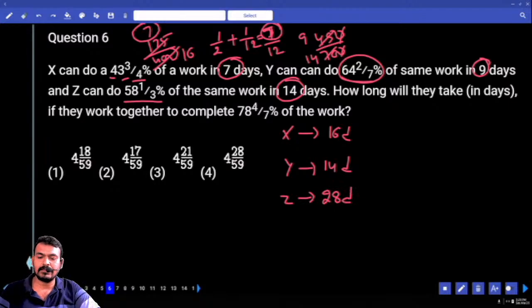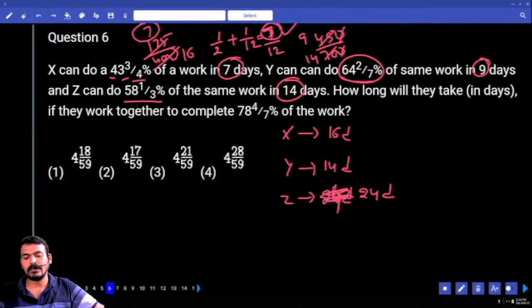Sorry, 12 parts is how many days? 24 days. What is the 7 parts value? 14 days. Then 12 parts is 24 days. X can do the work in 16 days, Y 14 and Z 24.